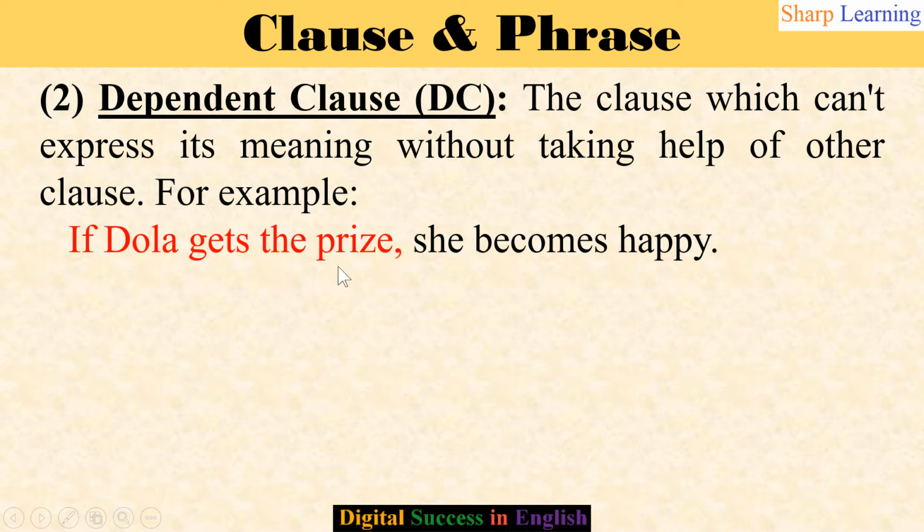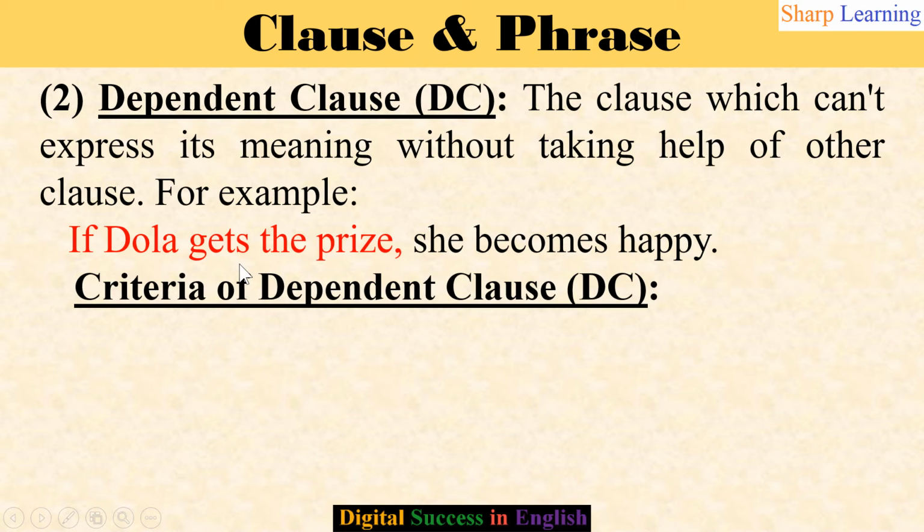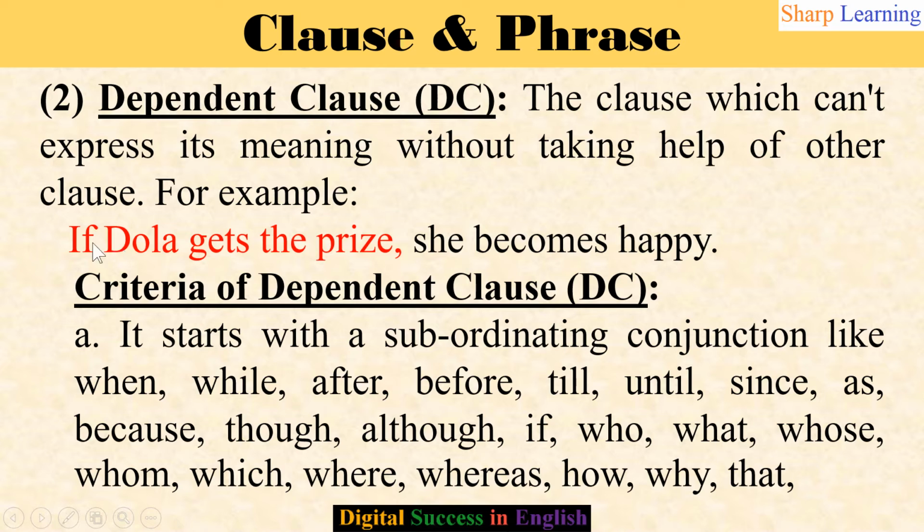If Dula gets the prize, then what happens? The meaning is incomplete. That is why it is a dependent clause, because this clause cannot express its full meaning without taking help of other clause. Now we are going to know different criteria of DC. See here, a DC always starts with a subordinating conjunction. DC means dependent clause, but you can also say subordinate clause, no problem.